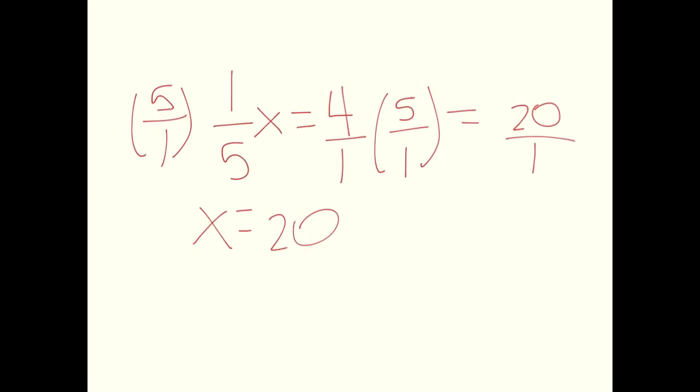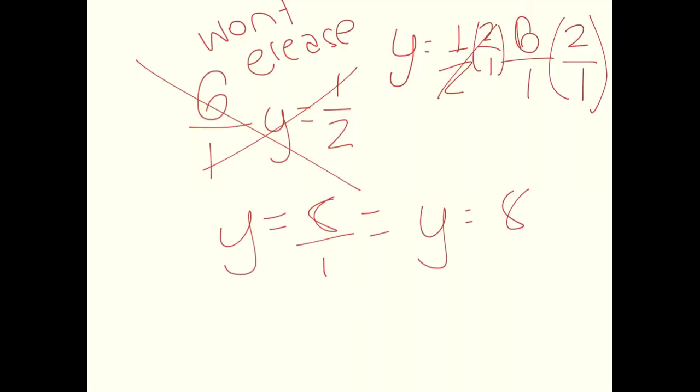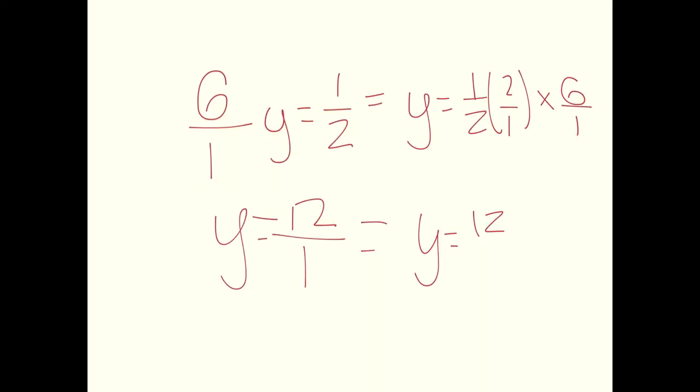You can't do anything with the denominators, so you would multiply 4 times 5, which is equal to 20, and then you would get 20 over 1, which equals 20. You would multiply 6 times 2, which is equal to 12, and then 1 over 1, which can't change, so that's equal to 1. You would multiply 6 times 2, which is equal to 12, and then you can't change the denominator, so that's 1. You would get a total answer of 12.